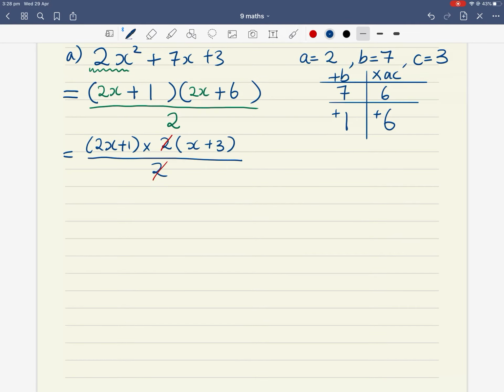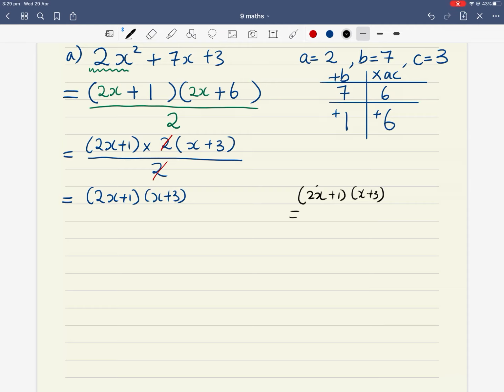And the great thing is, because we have a 2 on top and a 2 on bottom and they're being multiplied, we can cancel them off so that we're left with 2x plus 1 times x plus 3. So there'll be our two factors. We've factorized 2x squared plus 7x plus 3.